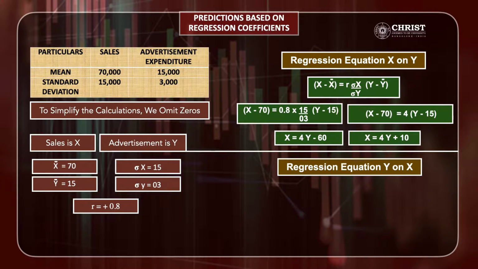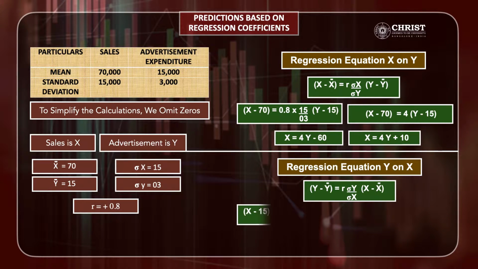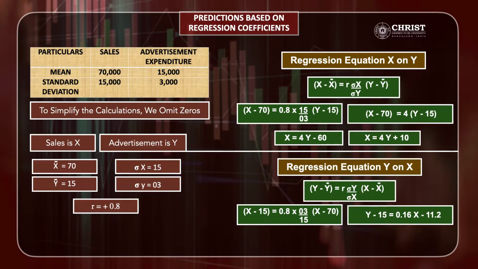Now we have to calculate the regression equation y on x. That is computed using y minus y bar equals r into sigma y divided by sigma x into x minus x bar. So y minus 15 equals 0.8 into 3 divided by 15 into x minus 70. y minus 15 equals 0.16x minus 11.2. So y equals 0.16x plus 3.8. Now we have to use this for the prediction.